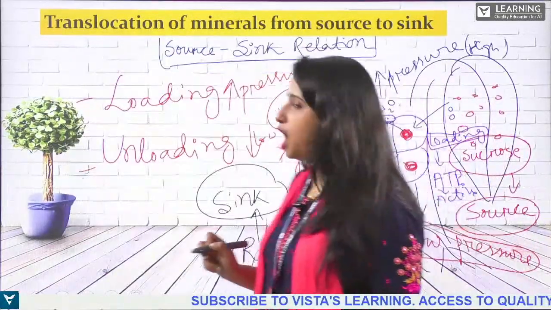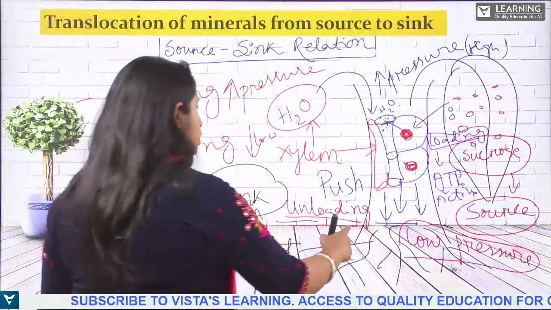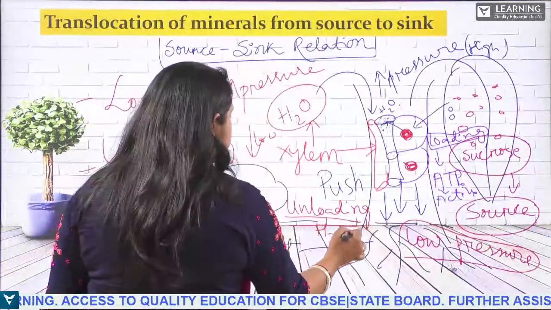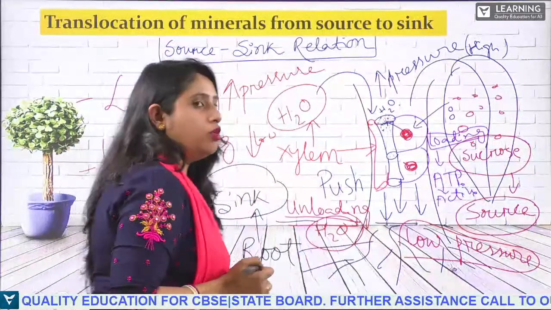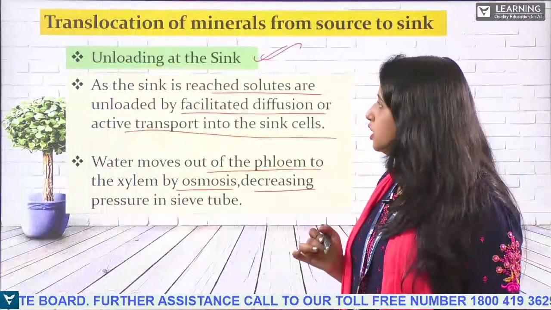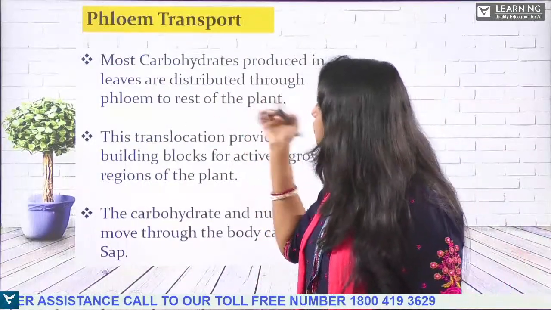So see here what happens when the unloading is taking place. When the unloading is taking place, the water will also move outside, and it causes what? It causes the low pressure in the sieve tube. Okay, yes. Now phloem transport.